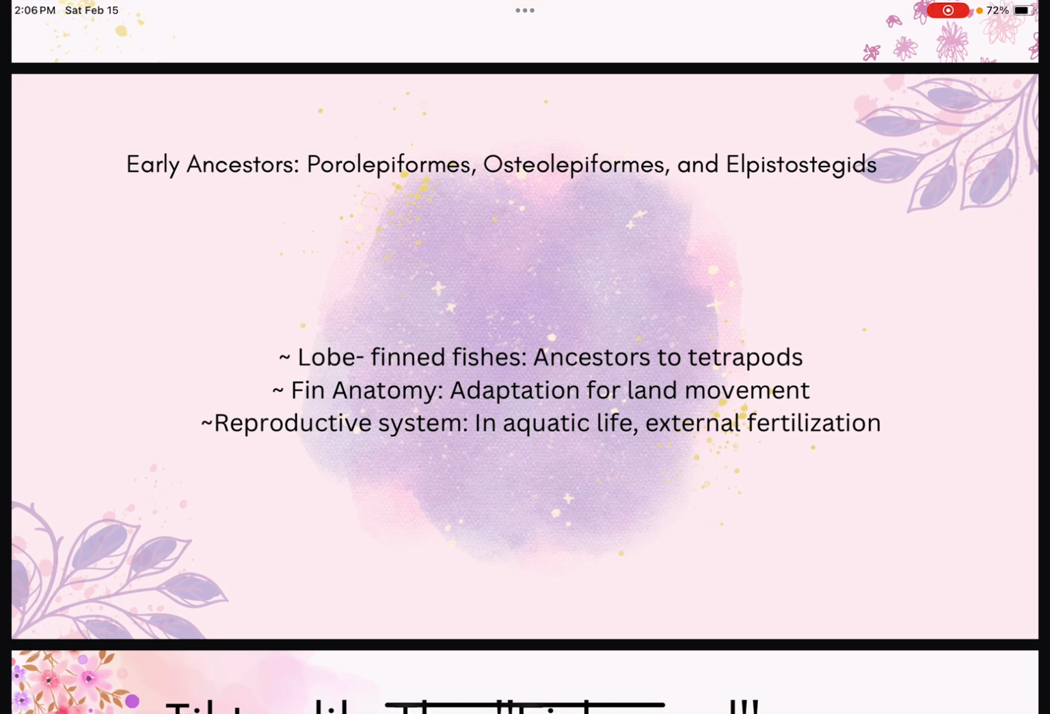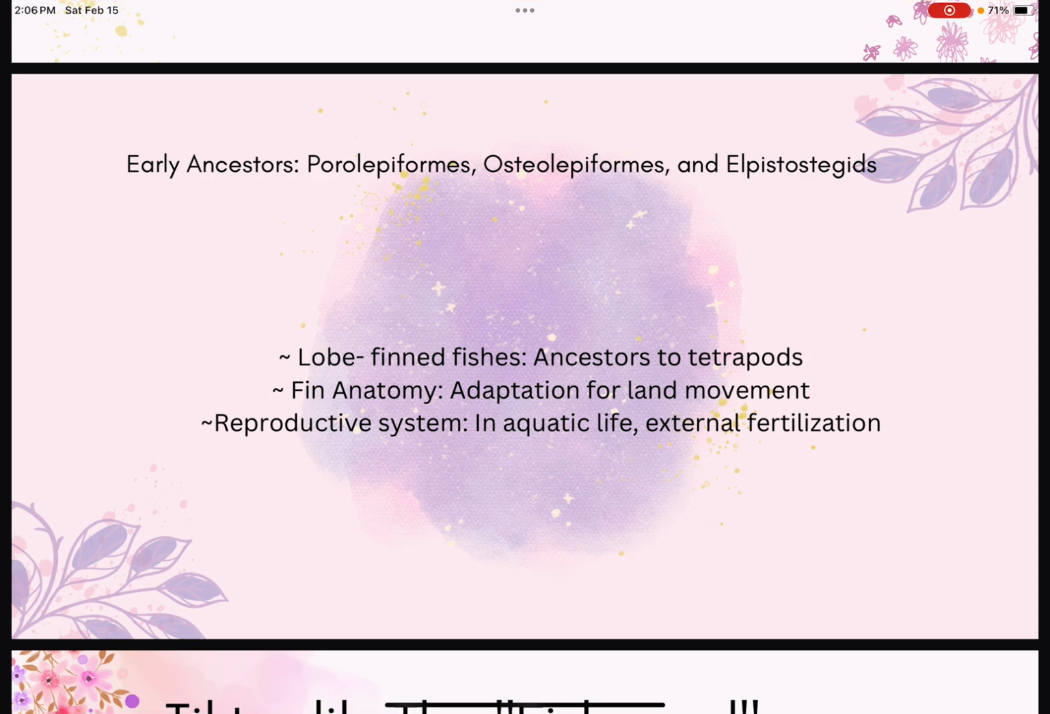Before the emergence of true tetrapods, early lobe-finned fish like porolepiforms and osteolepiforms are considered key ancestors to tetrapods. These groups that I just called out exhibited a lot of changes in their skeletal structures, particularly in the fin anatomy, which laid the foundation for the development of the limbs that helped them survive on land.